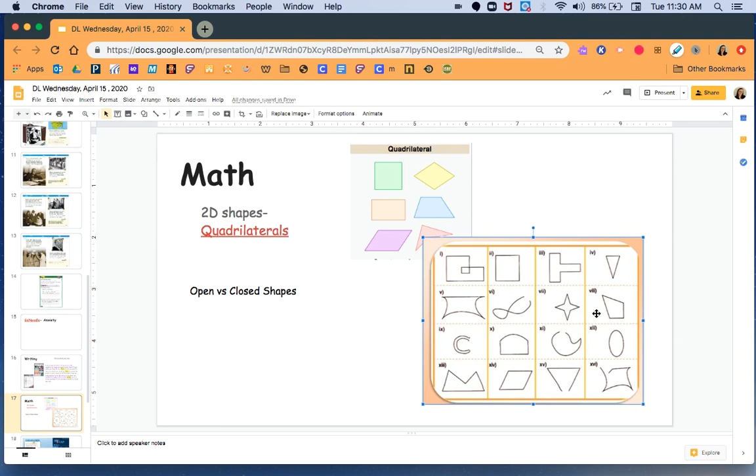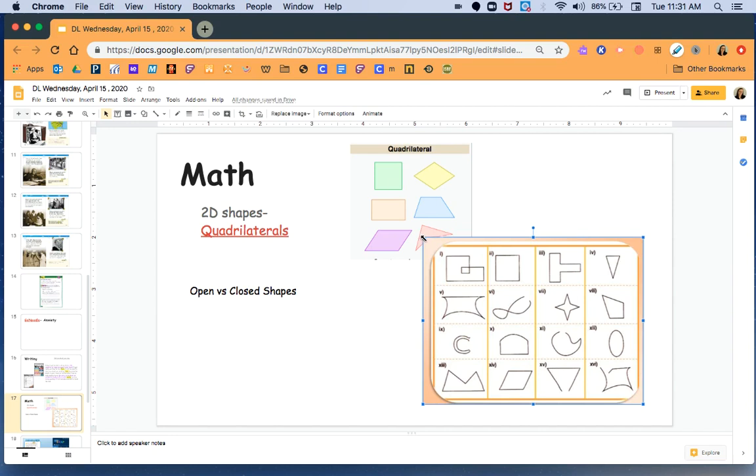Closed, closed, open. Do you guys see the end right there? That is an open shape. Or that's an open shape. Sorry, guys, not a polygon, because it would be closed. Closed, open, closed, closed, closed, open, and open.